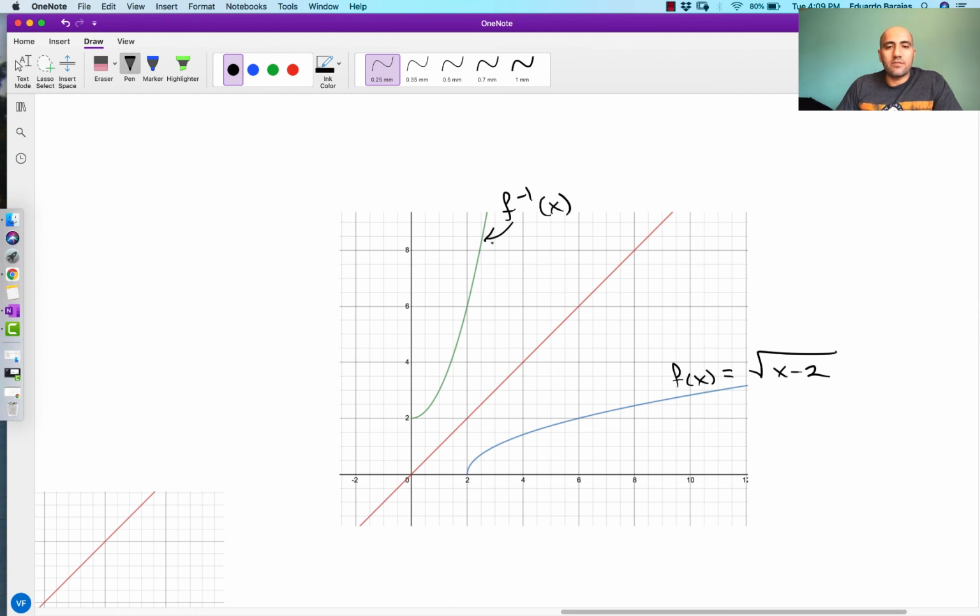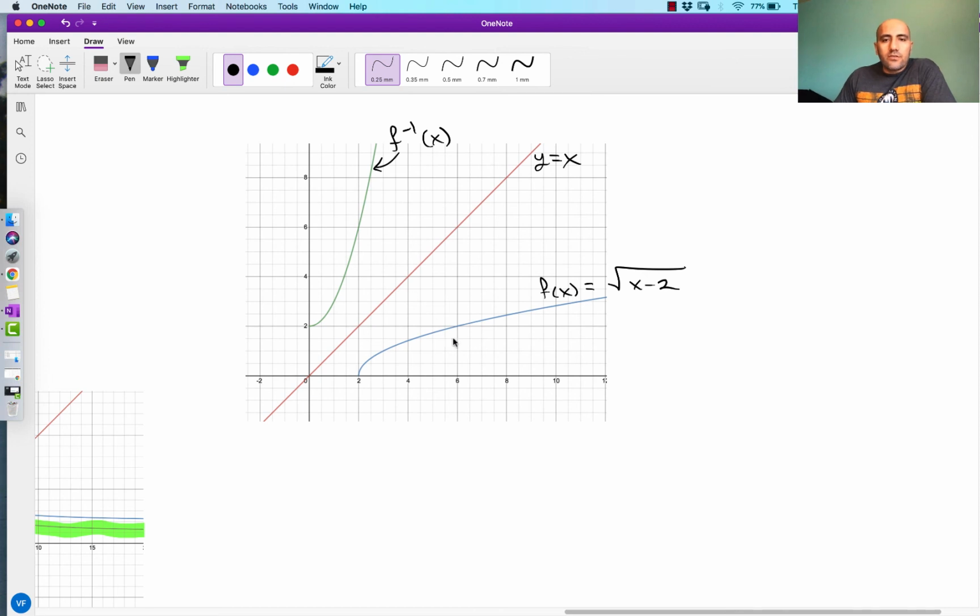Inverse f of x must be this one. And notice that it's a mirror image across the line y equals x. Okay, so next let's find the equation for f inverse of x. If you were paying attention to the way I was typing it into the Desmos program, you already saw that I wrote the answer. Let's pretend you didn't see that.